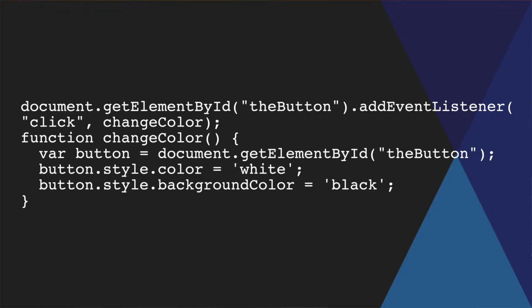So in order to change our example from earlier, all we have to do is call the element, then set click as the event to listen for, and then our callback function. All of our code is in the same place, and you can add as many event listeners as you want to an element.